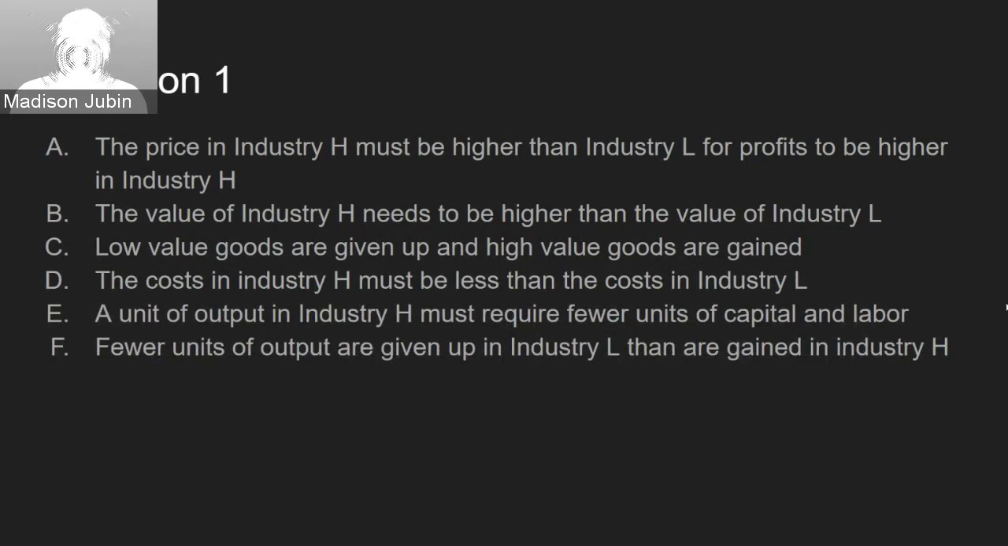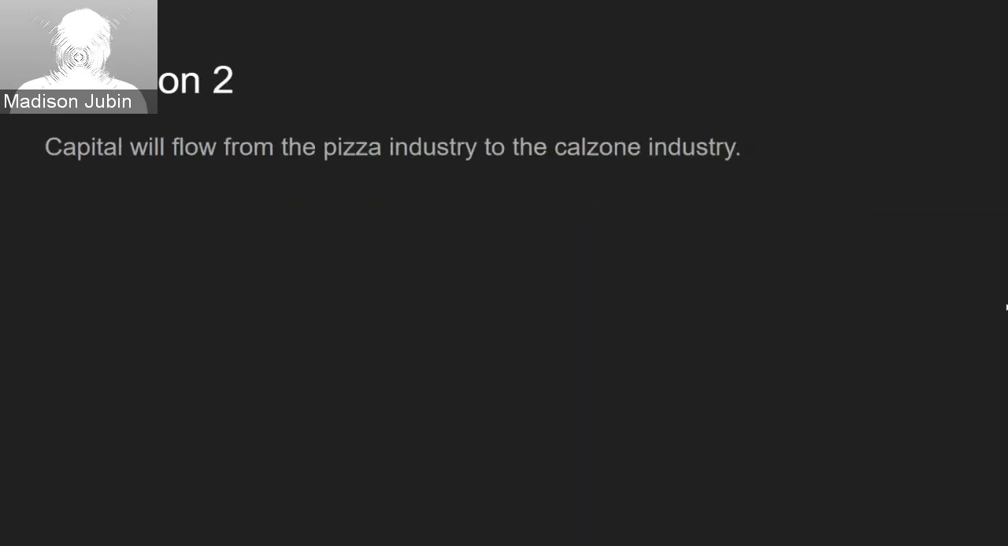F, fewer units of output are given up in industry L than are gained in industry H if labor and capital are moved from industry L to industry H. Question 2. Capital will flow from the pizza industry to the calzone industry since the calzone industry is more profitable than the pizza industry. This means that capital will be more efficiently used in the calzone industry.